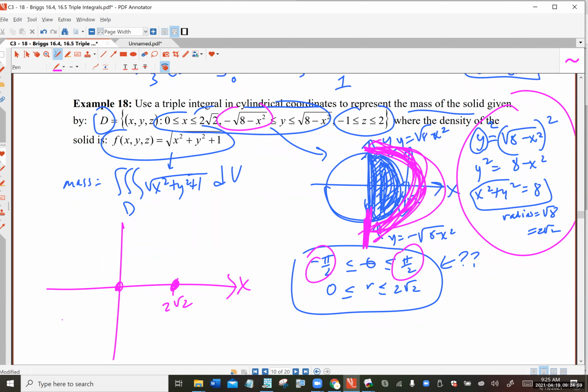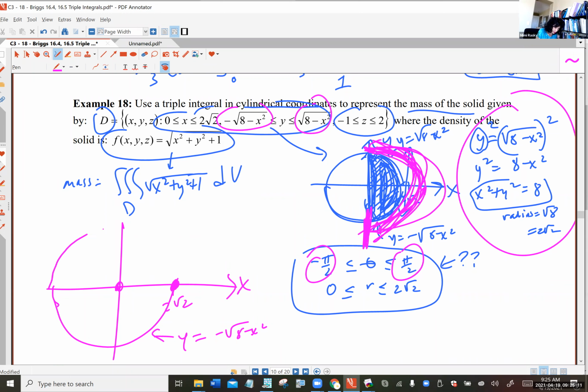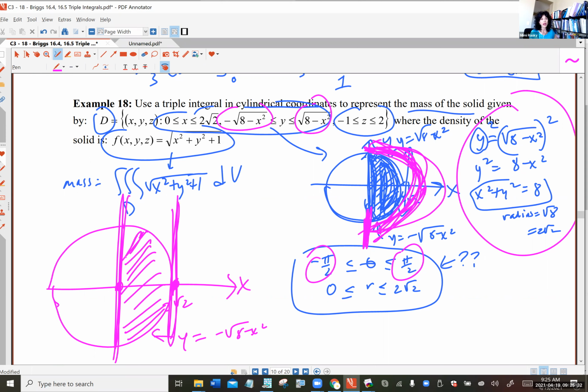The negative square root of 8 minus x squared is the bottom half of a semicircle. And the y equals positive square root of 8 minus x squared is the upper half. Well, I thought that's the whole circle, right? No. Why not? Well, because they told you what x is going between. So you're not going to take the whole circle. X only lies between these two fences. So that's how I knew to shade in only the right half of the circle.